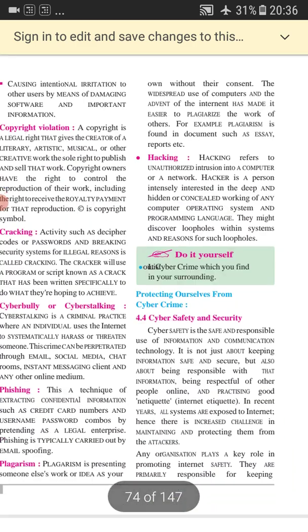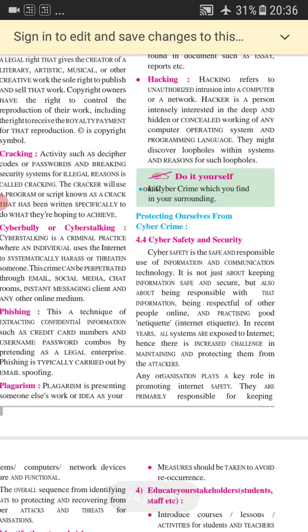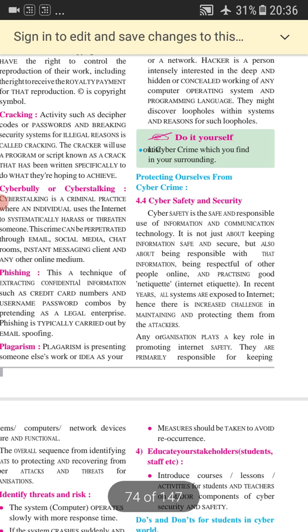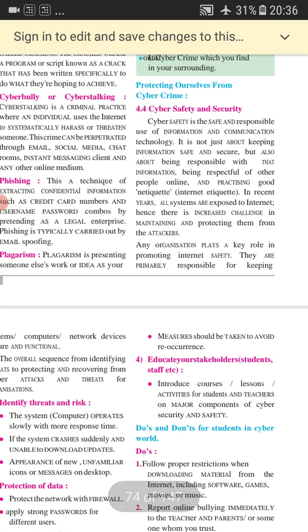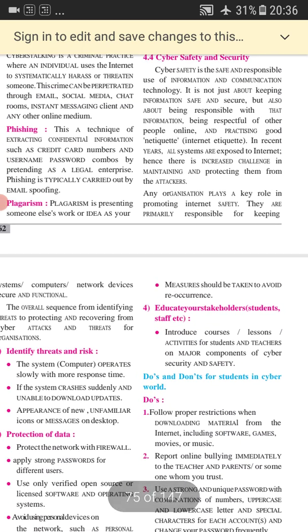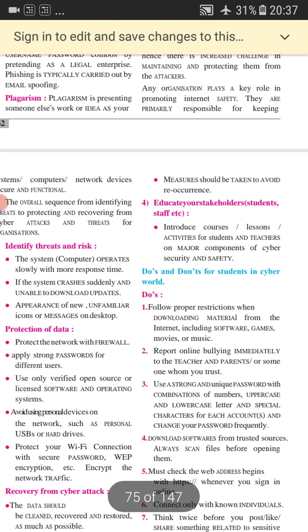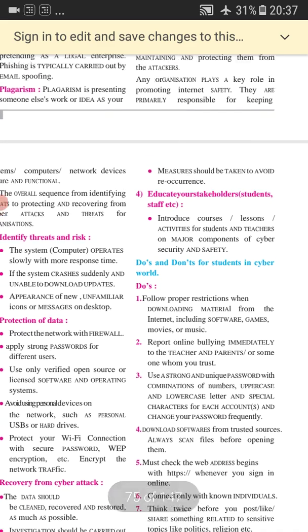And to protect yourself, you have to follow the rules. For this, identify the thefts and risks. And if you feel that something unwanted is in your PC or on your phone, try to remove it. You have to follow protection of data, recovery from cyber attack, and educate stakeholders. These are all the things that you can follow.